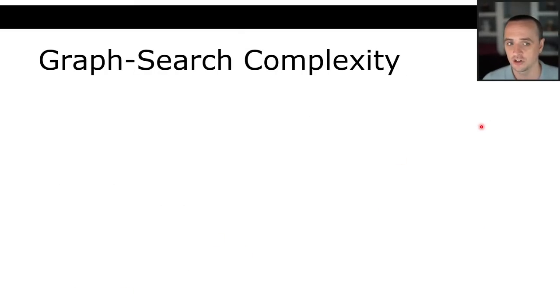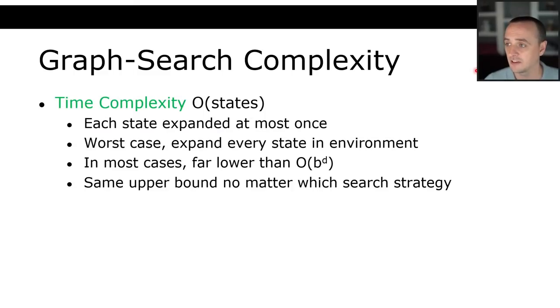So graph search complexity. The time complexity of graph search is insanely good because we only expand each state once. So instead of being b to the power of d, we've just got big O of the number of states. So each state is expanded at most once. In the worst case, we're going to expand every state of the environment, and it's got the same upper bound no matter which search strategy we use. So whether we're using breadth first search or depth first search or UCS or whatever, the most things we could possibly search is the number of states, and that's because we never search the same state twice.